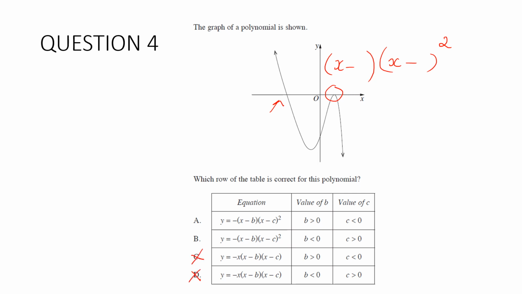We just need to tell the difference between A and B. So we can see that they're saying the double root occurs at c, so we want c to be a positive number, and that's here, isn't it? So our answer is B.